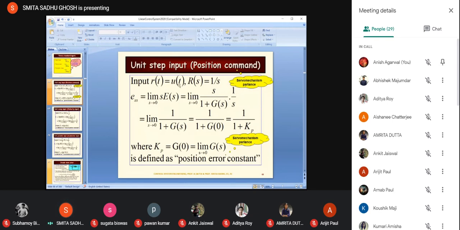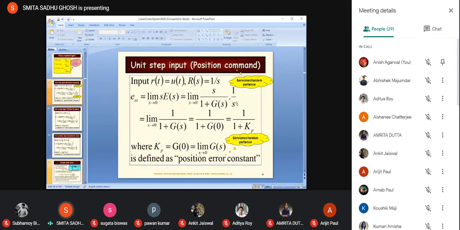In that case, if my input is some u(t) and the input amplitude is unity, then R(s) will be equal to 1 by s. So coming back to the expression that I showed you just some time back, in the previous slide, the steady state error would be directly obtained as ESS is equal to limit of sE(s) as s tends to 0, and for that matter, limit of s tends to 0, s into R(s) by 1 plus G(s).